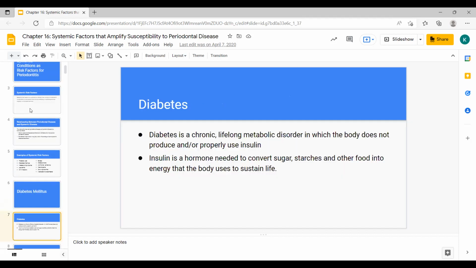So diabetes. Diabetes is a chronic lifelong metabolic disorder in which the body does not produce and or properly use insulin. So difference between 1 and 2. Again, you guys had a lot of that in med emergencies. But insulin is a hormone needed to convert sugar, starches, and other food into energy that the body can use to sustain life.